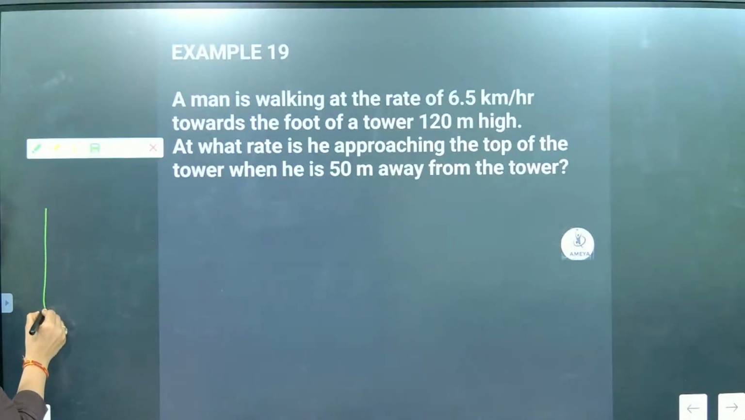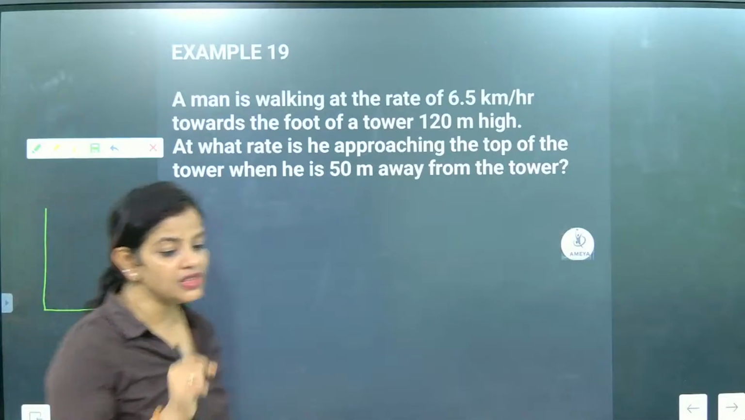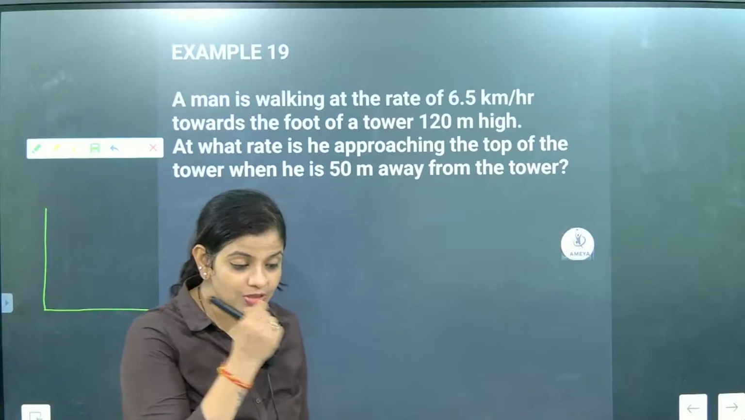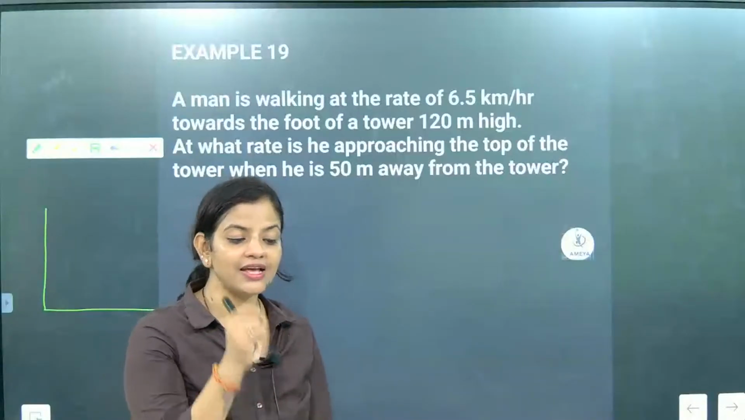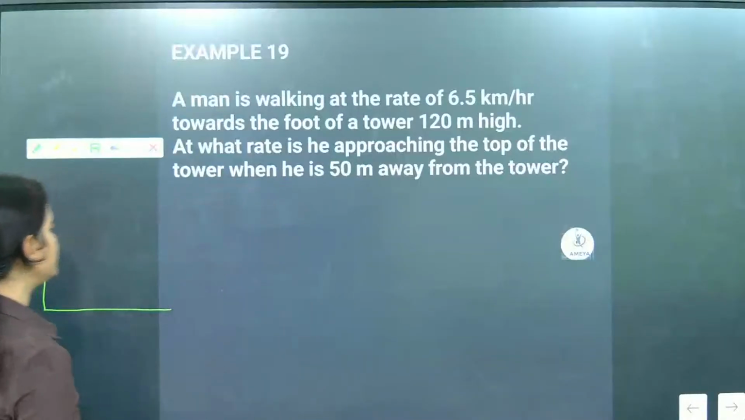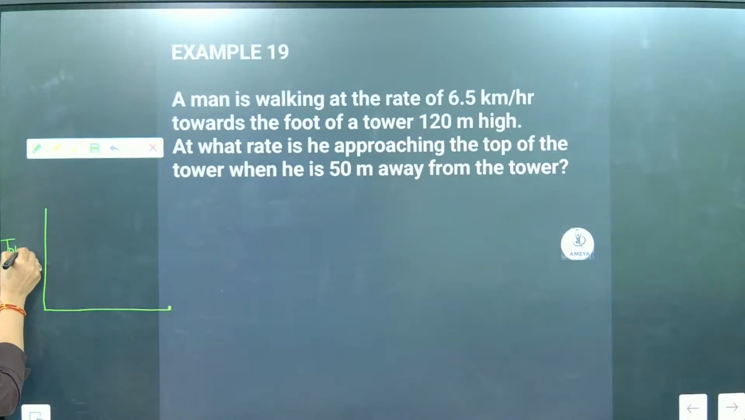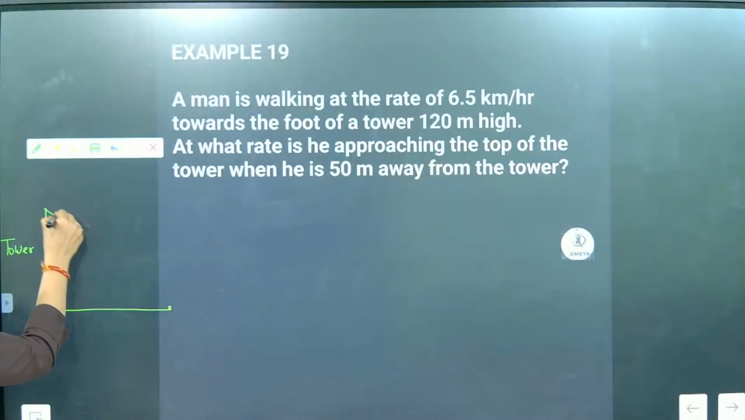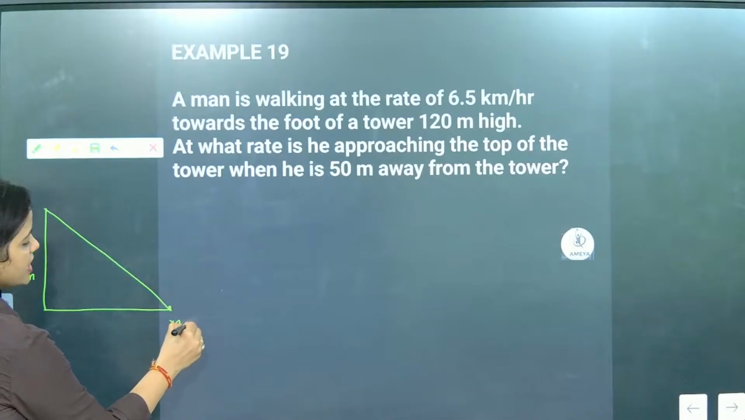A man is walking at a rate of 6.5 kilometer per hour. First, this is the tower. Here they have not given the height of the man, so we are going to consider the man as a point. So let's see, the man is here and this is the tower. And beta, the height of the tower given is 120 meter, and the man is here.